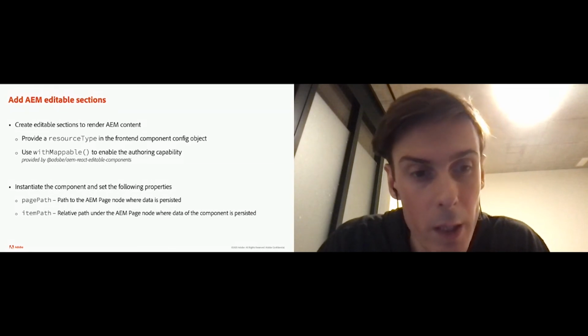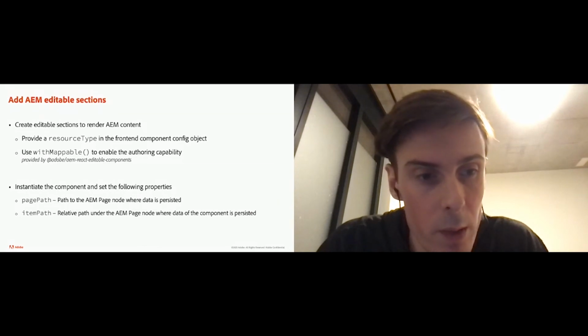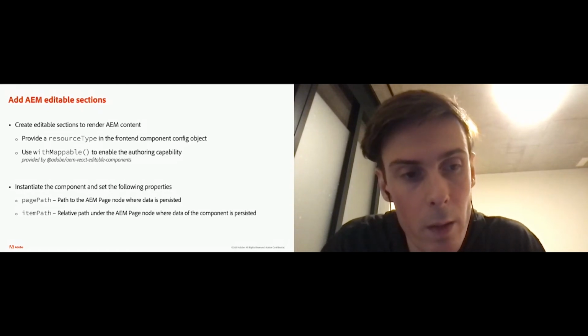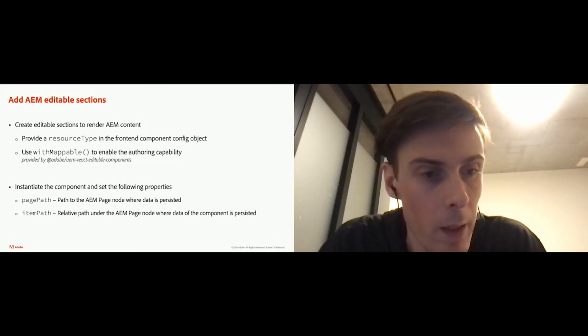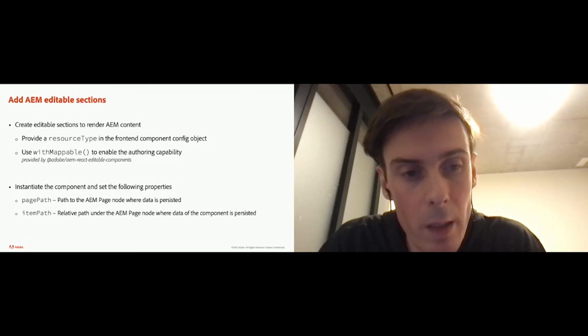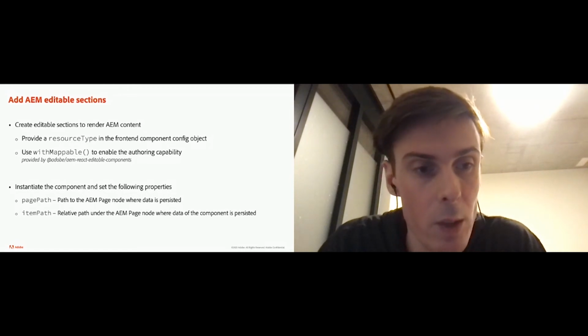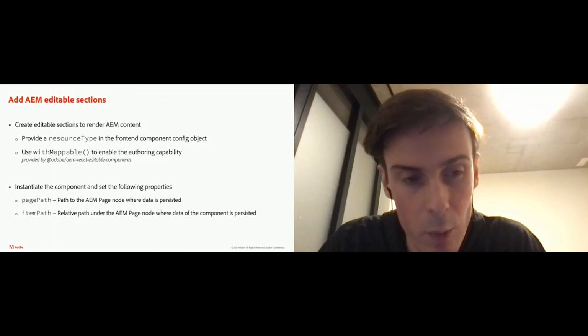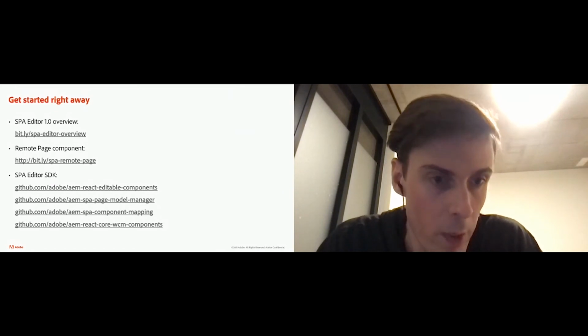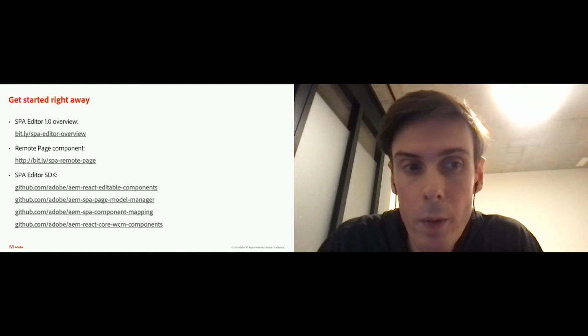When you are instantiating the components, we require you to set these two properties: the page path, which is basically the location in the database where the data will be stored, and the item path, which is, more precisely, the location of your instance of components. So you have this composition of the page and the item path that will precisely give you the location where the data are stored. You have the links to where you can read more on these concepts.